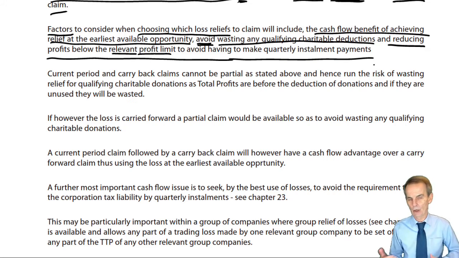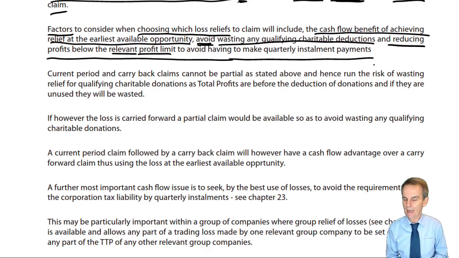Remember, as we've just said, if you're not large, you don't pay the tax for a period until 9 months and 1 day after the end of that period. But if you are a large company and you're estimating large for this period, you've got to start paying those quarterly instalment payments starting on the 14th day of the 7th month from the start of that accounting period. Assuming it's a year end, that's just over halfway through the accounting period, you start to pay the corporate tax for that period rather than 9 months and 1 day after the end of that accounting period. So that, in cash flow terms, again, is very bad.